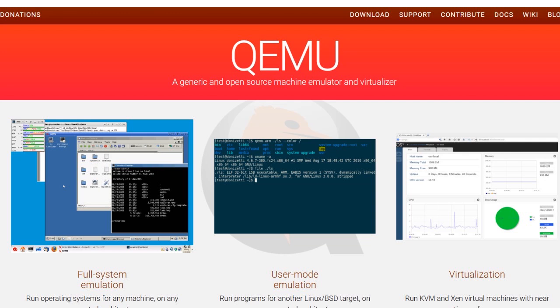Then you have QEMU. QEMU is one of the most robust hardware emulation virtual machine options. It has support for any generic hardware architecture, and QEMU is a command line only utility and does not offer a graphical user interface for configuration or execution. This trade-off makes QEMU one of the fastest virtual machine options.